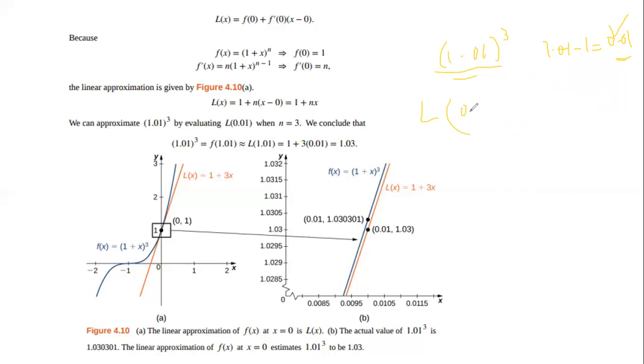Okay, the value of n is 3. So n equals 3. Just putting that L(x) equals 1 plus nx, so it will be 1 plus, the value of n is 3, and x is 0.01. So 1.03 is the answer.